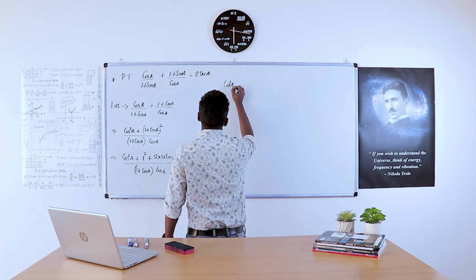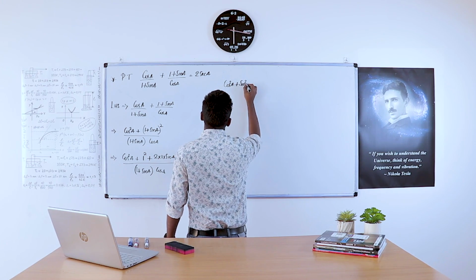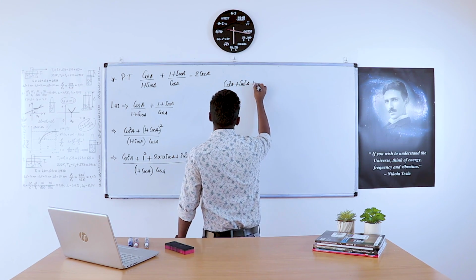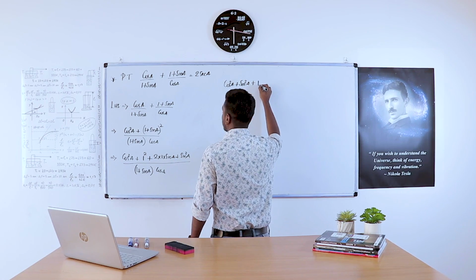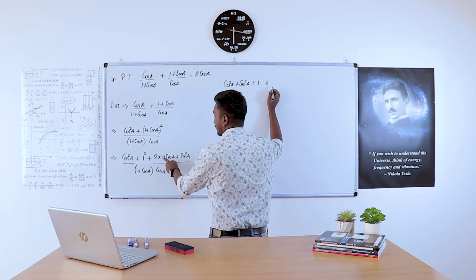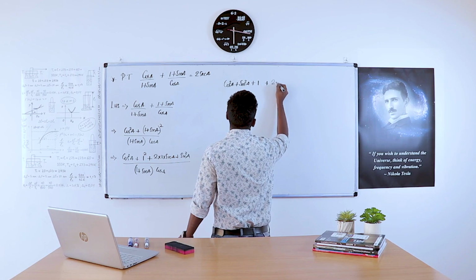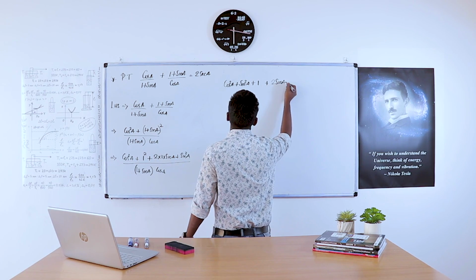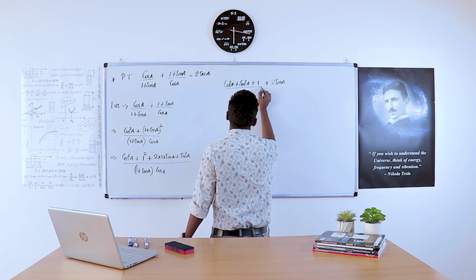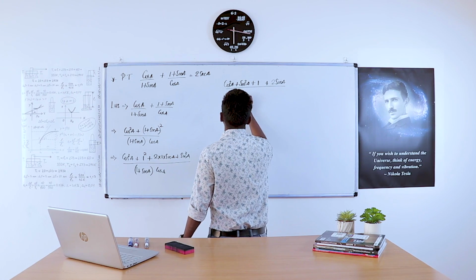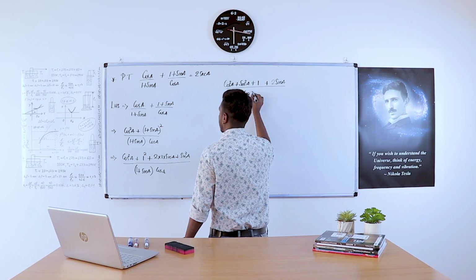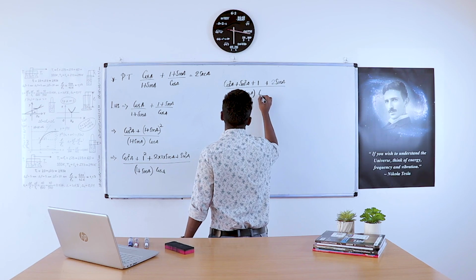Cos square A plus sin square A. Then what remains? Plus 1 square, that is 1, plus 2 into 1 into sin A, that is 2 sin A, whole divided by 1 plus sin A into cos A.